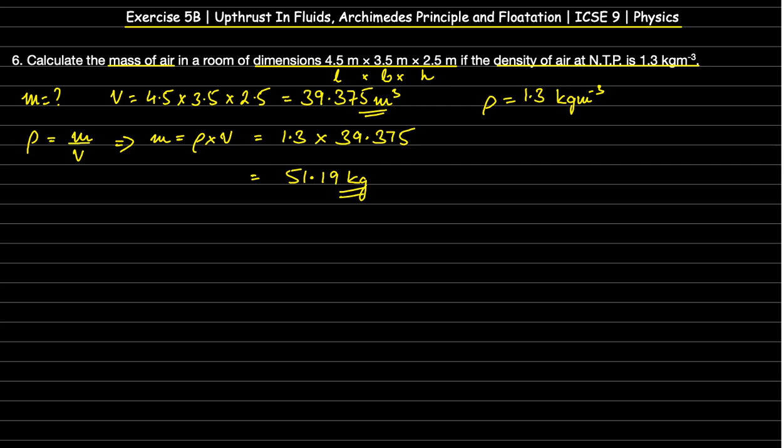Now we would be getting into the next question, that is question number 7. A piece of stone of mass 113 grams sinks to the bottom of water contained in a measuring cylinder, and water level in the cylinder rises from 30 ml to 40 ml. Calculate the relative density of the stone.